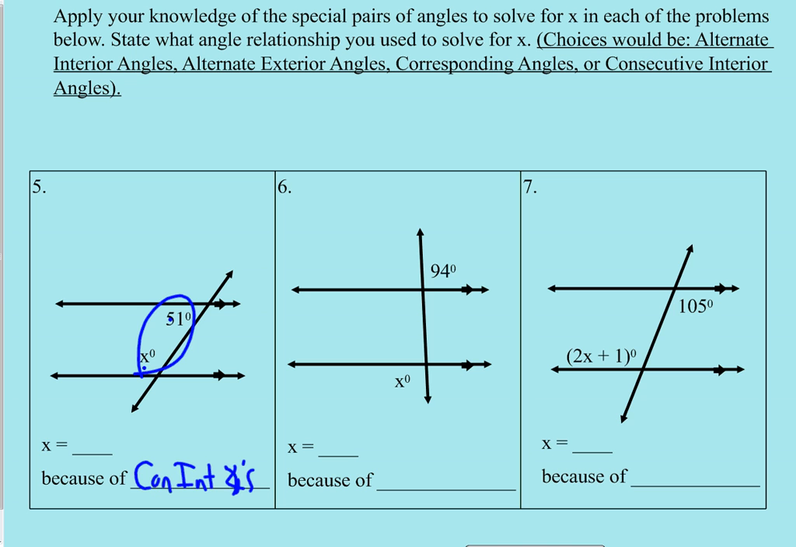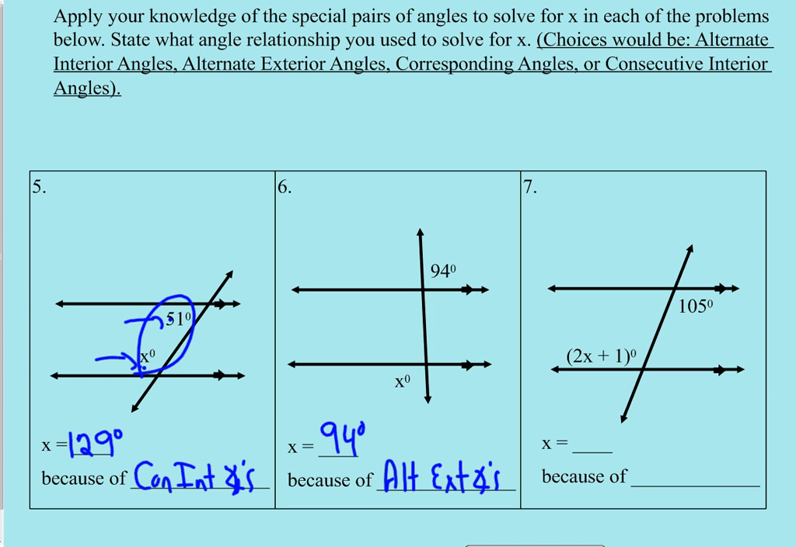So if this is 51, consecutive interior angles are going to be supplementary. So that means that this has got to be 180 minus 51. So 180 minus 51 should be 129. So that should be 129 degrees. So number 6, that should be 94 degrees because of alternate exterior angles.